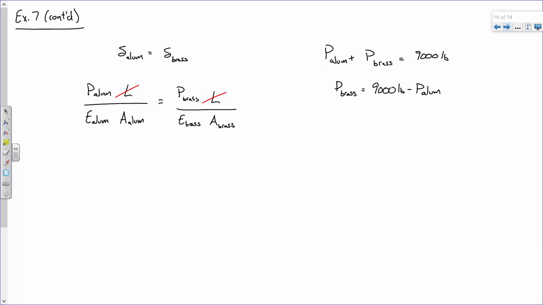So watch this. I'm going to take that and replace it. P aluminum over E aluminum and A for the aluminum equals, instead of P brass, 9,000 minus P alum over E brass. Whoop, I can do better than that. That's subscript. A brass.